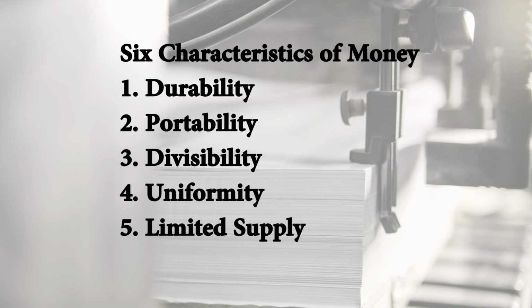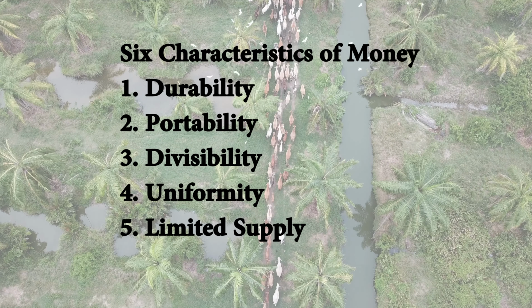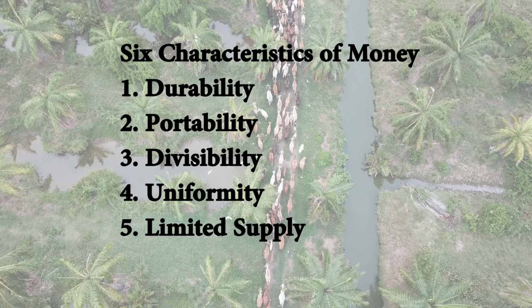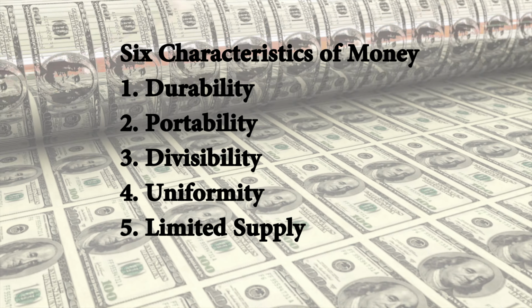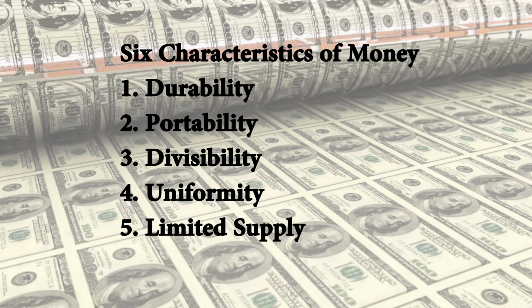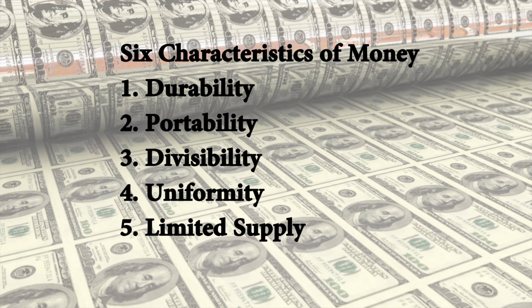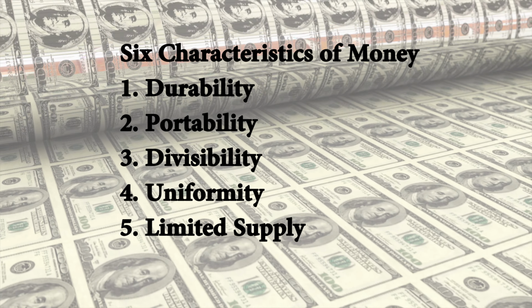Limited supply. In order to maintain its value, money must have a limited supply. While the supply of cows is fairly limited, if they were used as money, you can bet ranchers would do their best to increase the supply of cows, which would decrease their value. The supply, and therefore the value, of $20 bills, and money in general, are regulated by the Federal Reserve, so that the money retains its value over time.